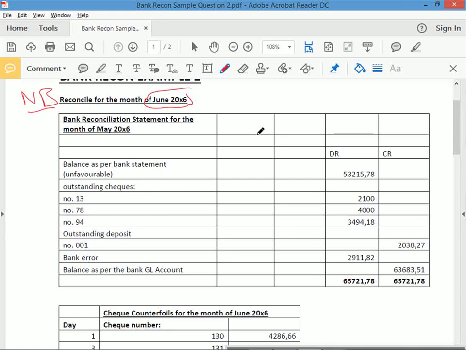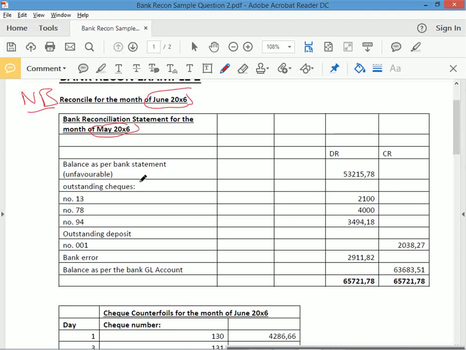How often do you get a bank statement? Correct. You get a bank statement every month. So every month you would be able to do a bank reconciliation. So I've got a May bank recon. May means last month. So if I'm looking at the information that I'm given in this question, last month I did a recon, and these were the items that I identified from last month.